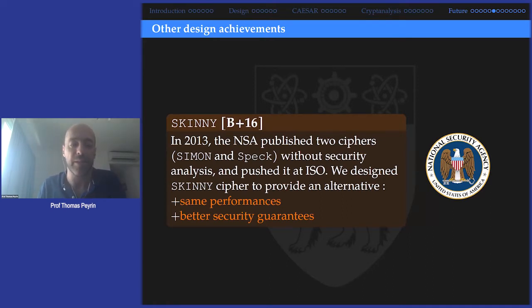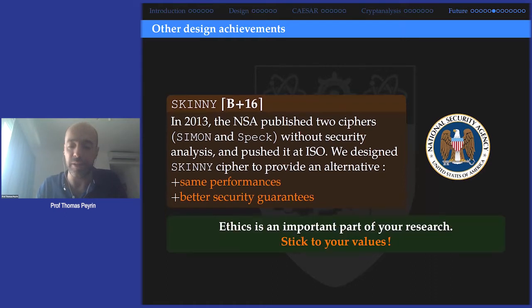And basically what we provide is a new cipher. The name is Kini. I think that was also an important result of our lab. We try to provide an alternative to the cipher from the NSA. And one key point here is I think ethics is really an important part of your research. This design, Kini, maybe was not the most interesting part of my research because I don't think there's a lot of novelty in this design. But we still spent a lot of time, a lot of implementation, a lot of political push for this cipher. I think it is important to provide something against the NSA, because I don't believe the NSA should be producing ciphers and pushing things for standardization.